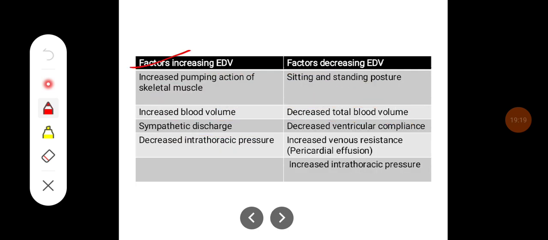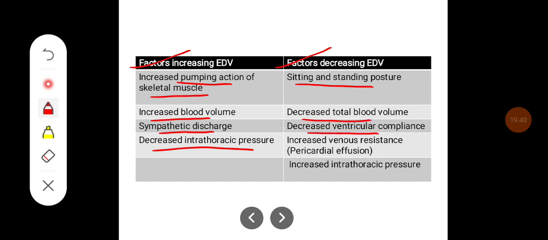Some of the factors which increase the end diastolic volume are increased pumping action of the skeletal muscle, increase in blood volume, sympathetic discharge, and increased intrathoracic pressure, that is the thoracic pump. Factors decreasing the end diastolic volume are sitting and standing posture, reduced total blood volume, decreased ventricular compliance, and increased venous resistance, which occurs in pericardial effusion, and increased intrathoracic pressure during respiration.